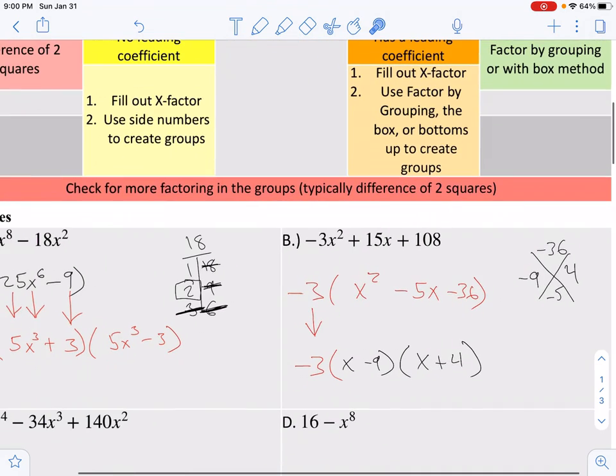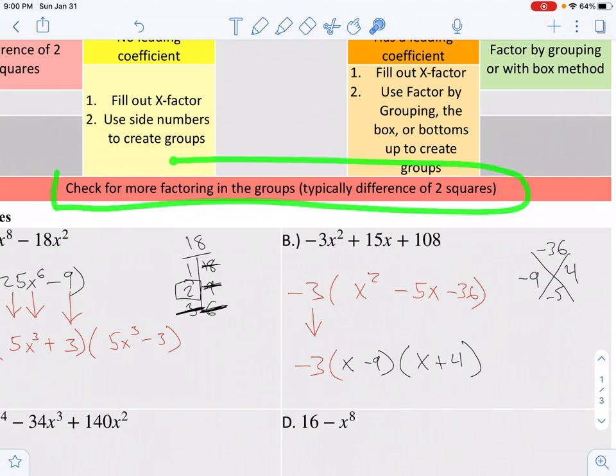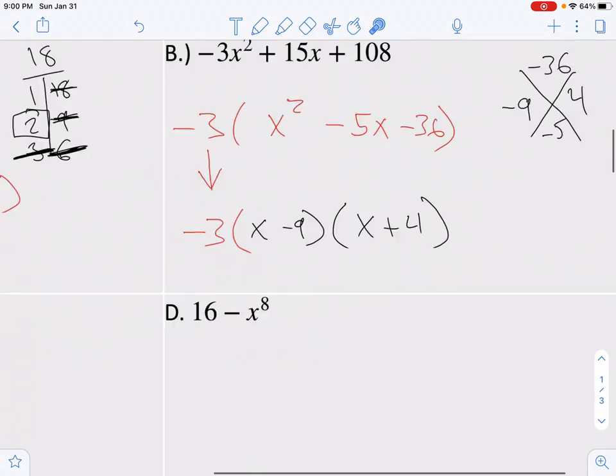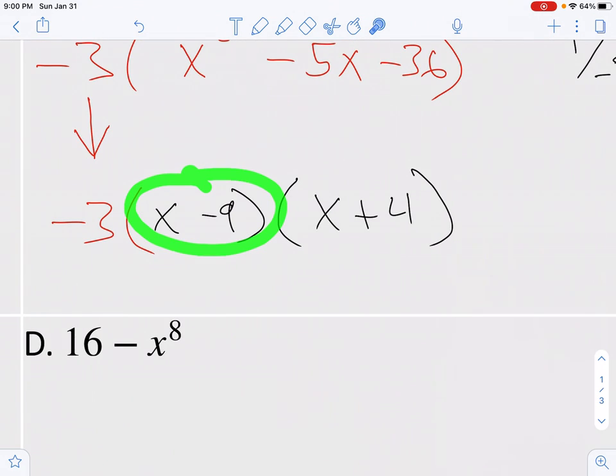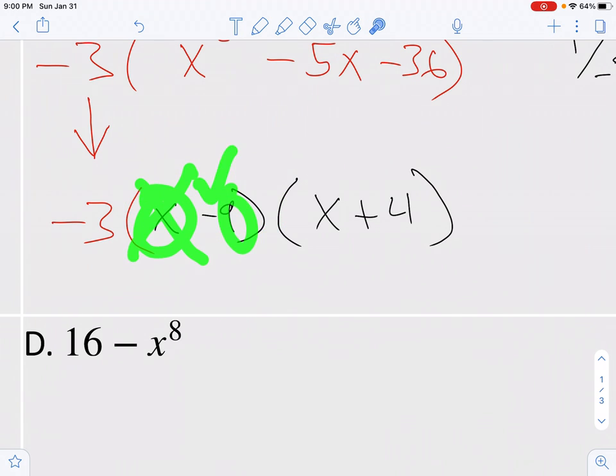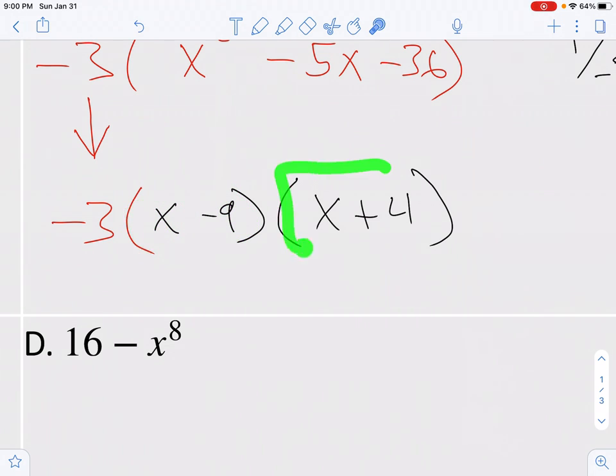Okay, and then the last step, I'm going to check to see if there's any more factoring. So I have two terms here, so I'm looking for difference of squares. X is not a perfect square. 9 is, and it's subtracting, but x is not a perfect square. This would need to be x squared for me to break that down. X plus 4, plus sign, not difference of squares, dead giveaway. So this is our final answer.